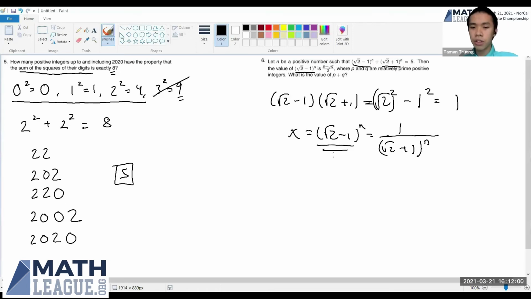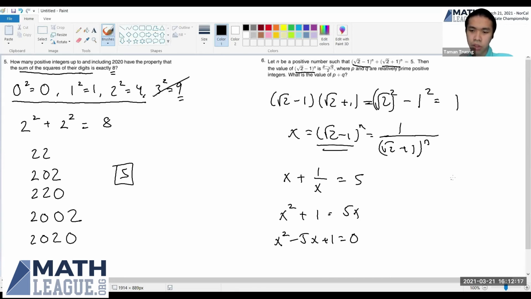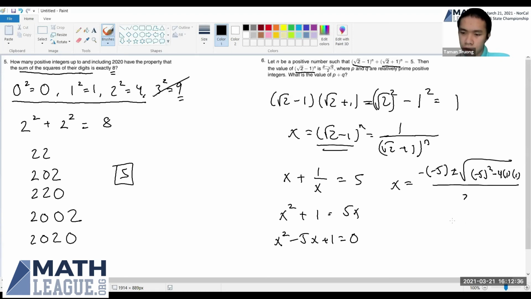Let x be the square root of 2 minus 1 to the n power, what we want. Then we have x plus 1 over x equals 5. You have x squared plus 1 equals 5x. x squared minus 5x plus 1 equals 0. From here, this is not factorable. So we can solve for x using the quadratic formula: negative b, which is negative 5, plus or minus the square root of b squared, negative 5 squared, minus 4 times 1, over 2. So we have 5 plus or minus the square root of 25 minus 4, which is 21, over 2.